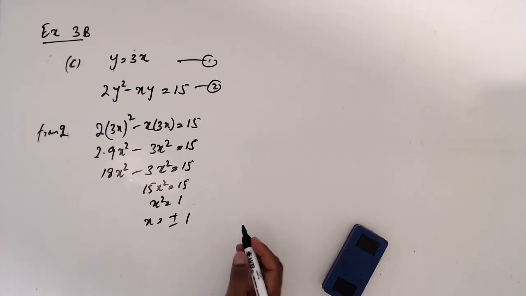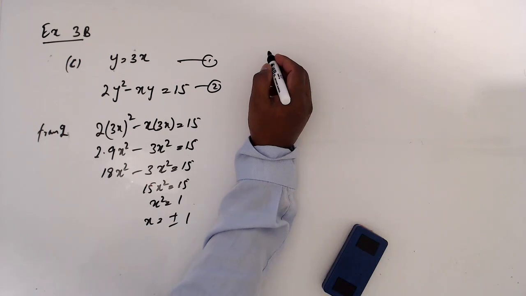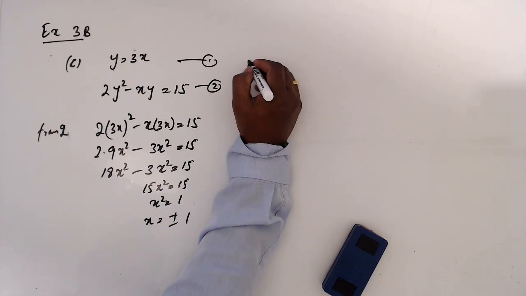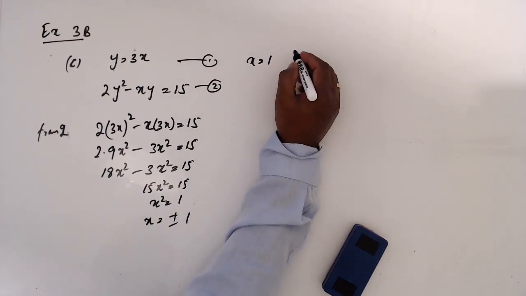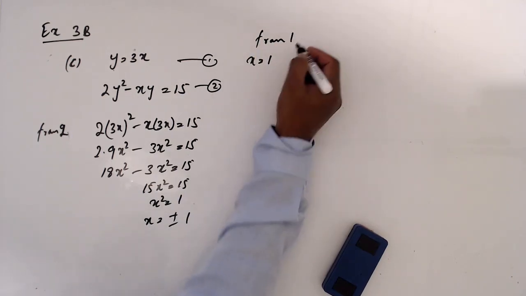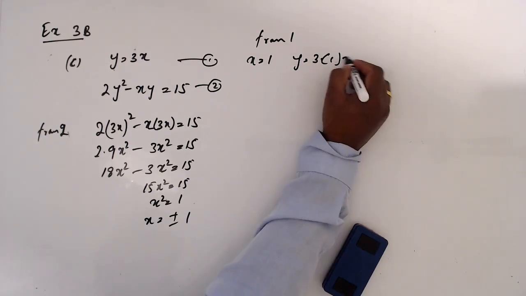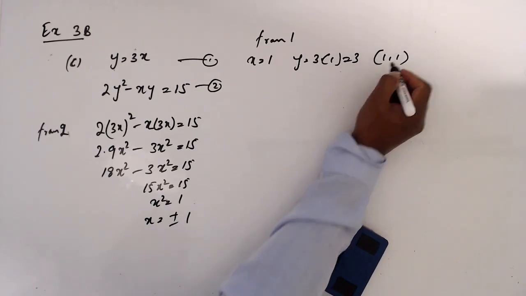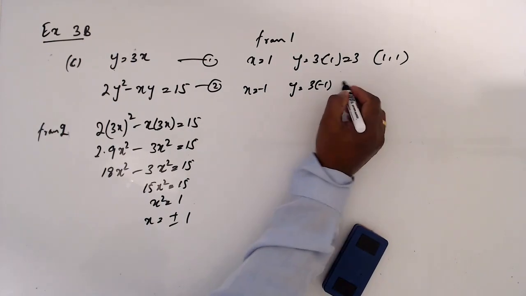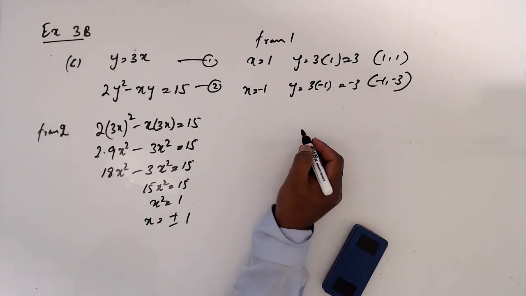So when x equals 1, from 1, y equals 3 times 1, which is 3. So it is (1, 3). From x equals minus 1, y equals 3 times minus 1, minus 3. So (minus 1, minus 3).